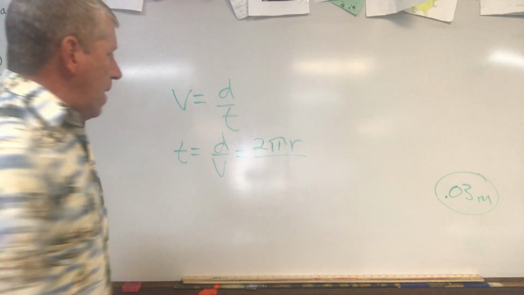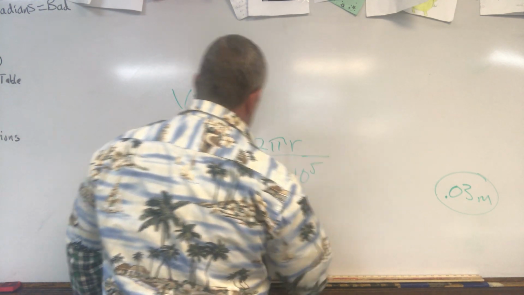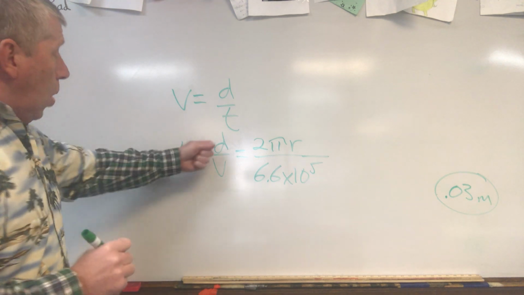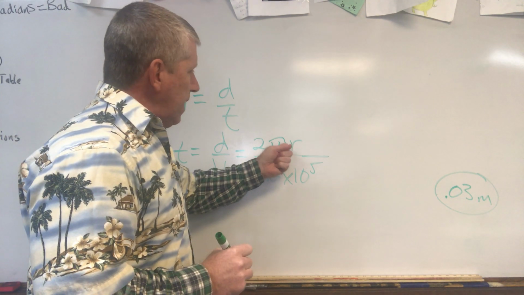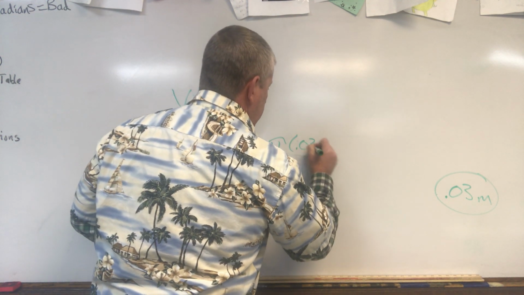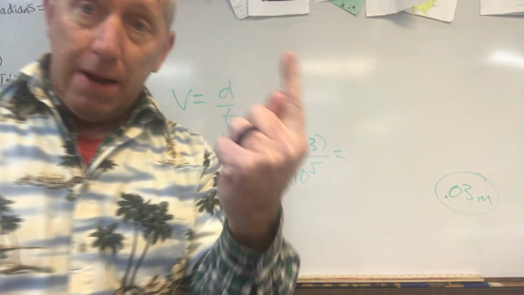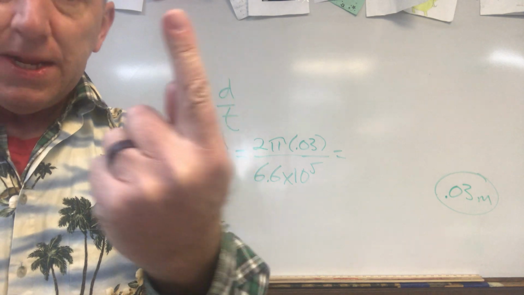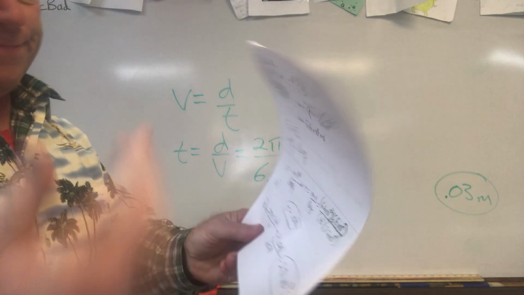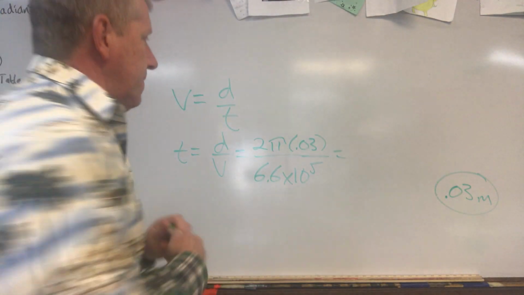What was it? Oh, I remember. 6.6 times 10 to the 5th meters per second was the velocity we calculated. And the distance, the 2 pi r, that's where the radius comes in, 0.03 here. Solve that and you'll get the time period it takes to go around one time. That's 2.81 times 10 to the negative 7th seconds.